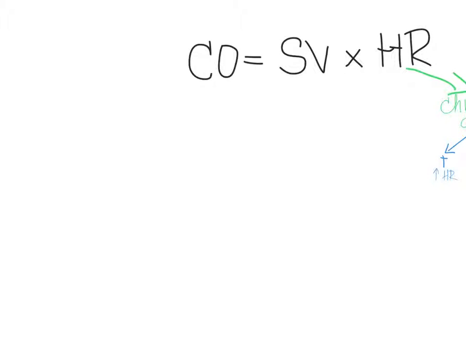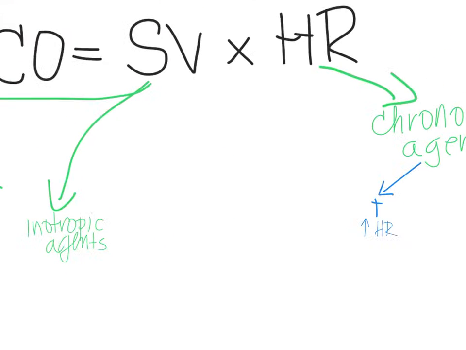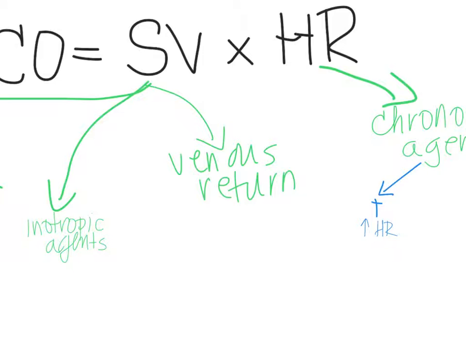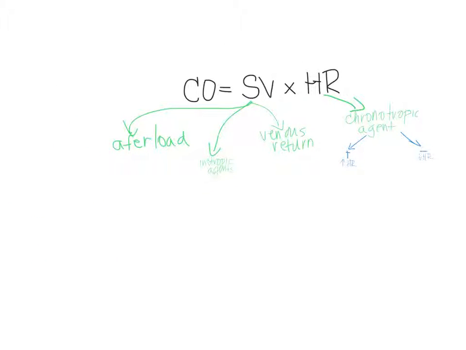Now, the stroke volume also has things that are going to influence this, and there are 3 things specifically that are going to affect the stroke volume. Stroke volume can be affected by afterload. It can be affected by inotropic agents. And then it is also affected by venous return. Okay. Venous return is how much blood is returning to the heart.